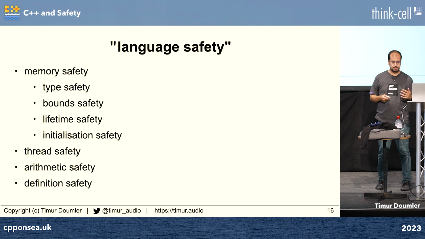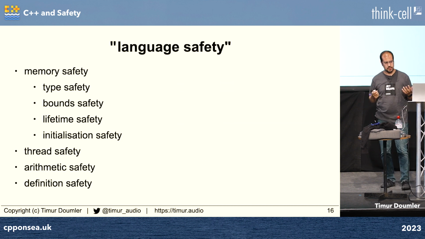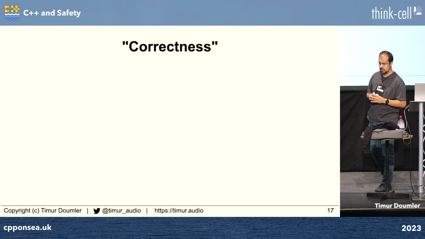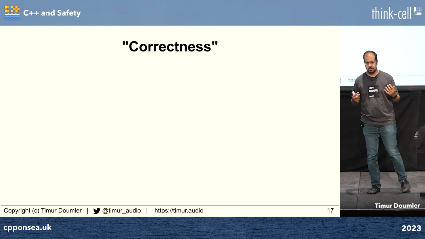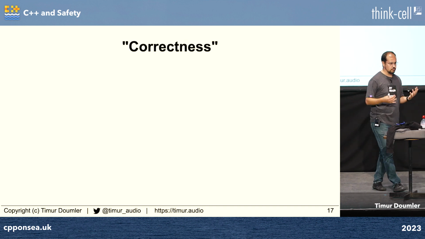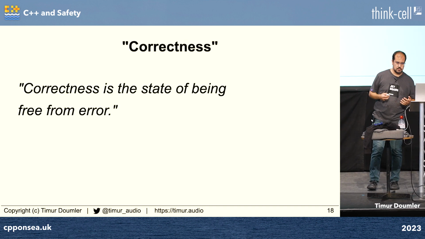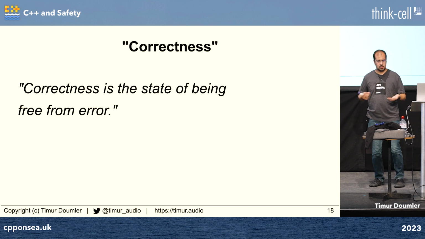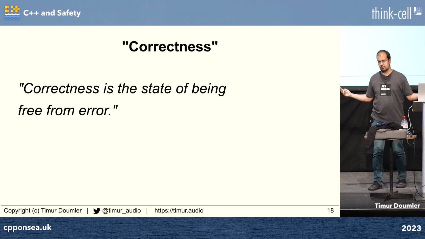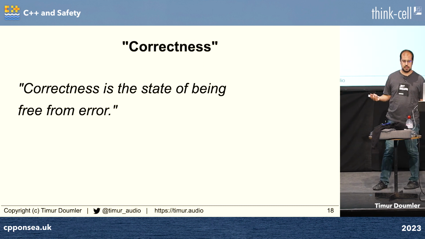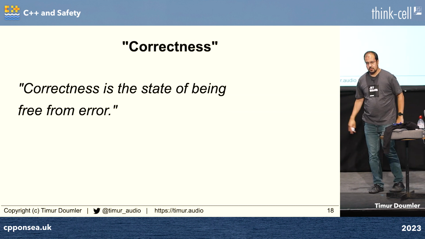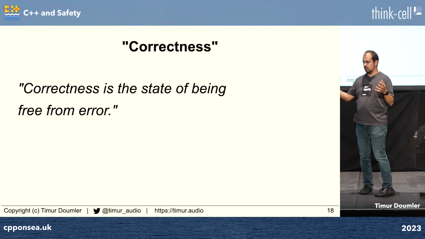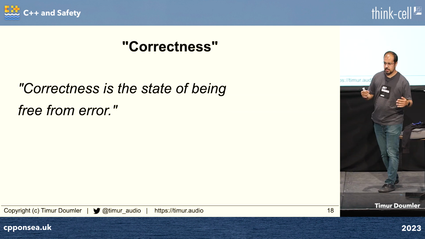But before I go there, I want to talk about another term, which is correctness. This is another term that's being thrown around quite a lot. I was trying to find a definition for correctness, and here's one that I found: correctness is the state of being free from error. Well, that doesn't tell us very much, does it? But then again, just like with safety, you can specify that a little bit more, and instead of just using the unqualified word, you can be more specific.